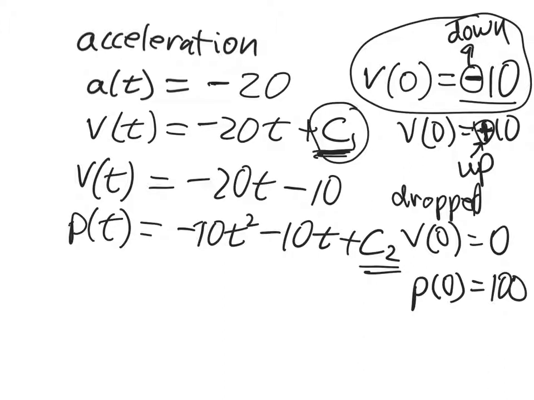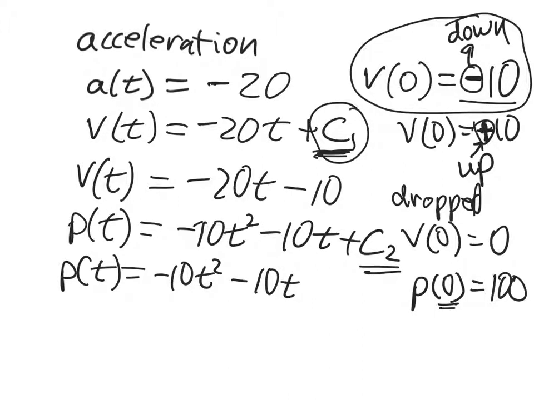So again, putting in the 0 for t, that'll leave c sub 2 equaling 100. So our position function would turn into this. Now, what we need to think about here, this can be done no matter what we're being asked. And we can find the velocity position function as long as we know what's going on at the beginning.